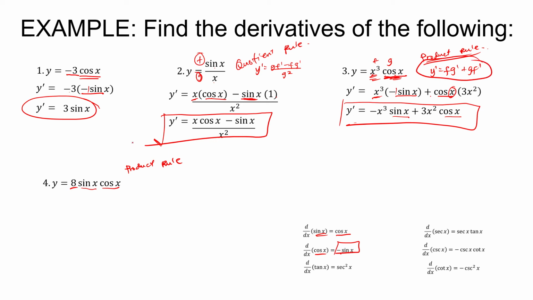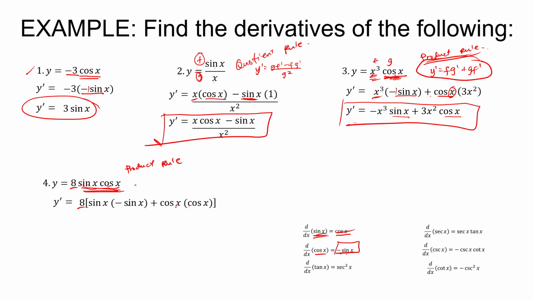Pero, may constant 8. Therefore, parang ginawa natin kay number 1. Dahil may constant, 8. So, copyhin mo lang si 8. Yan, 8. Sinulat lang natin si 8. Tapos, kunin mo yung function nito as product rule. So, copy sin x, derivative ng cos. Derivative ng cos, negative sin x. Then, plus, copy cos x, derivative ng sin x. Derivative ng sin x, cos x.